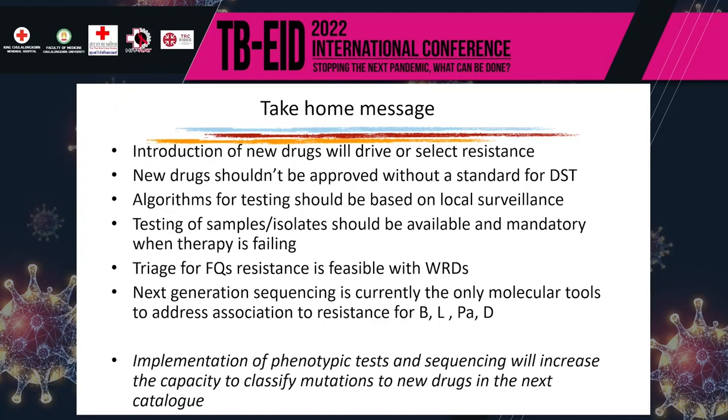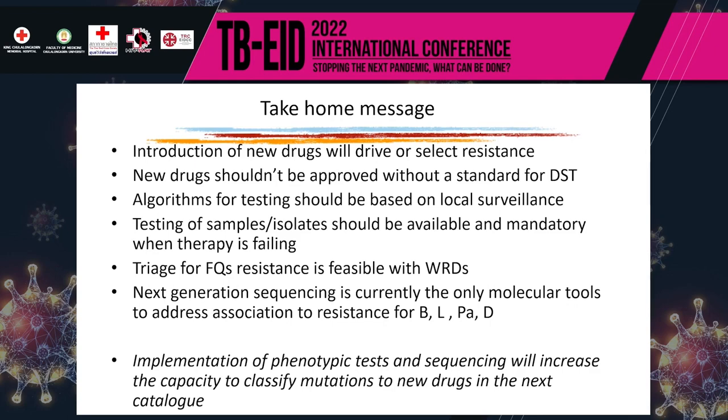Going to the conclusion, what is my take-home message? It is that the introduction of new drugs will drive or select resistance. So the new drugs shouldn't be approved without a standard for DST or without a molecular method for triaging the patients. Algorithm for testing should be based on local surveillance. In some places it may become soon mandatory to test for bedaquiline. In other settings that could still not be a priority.